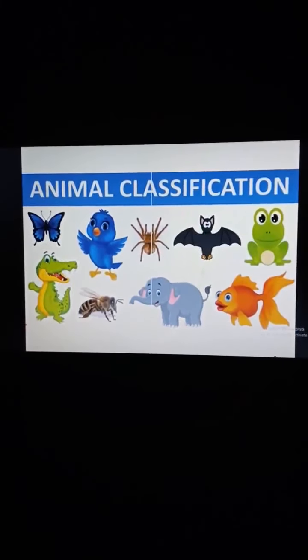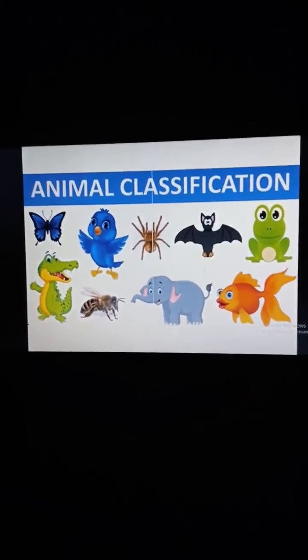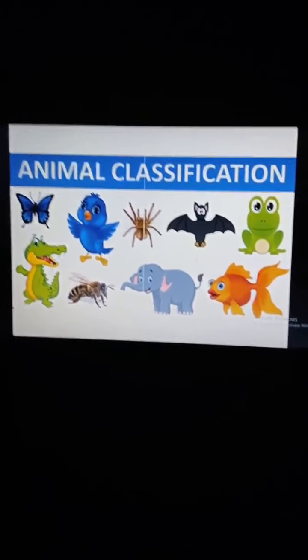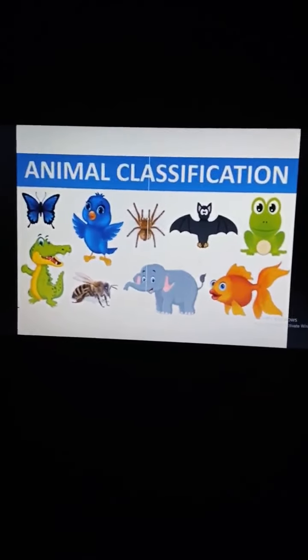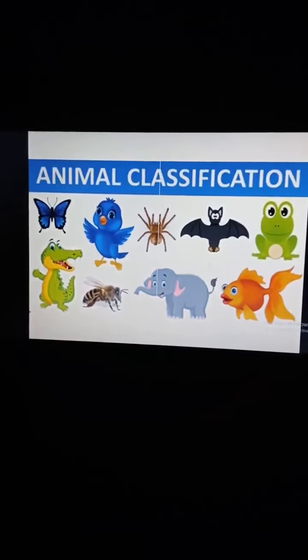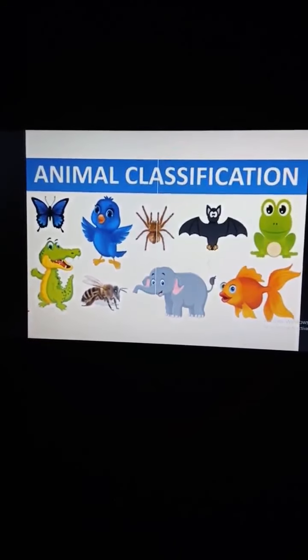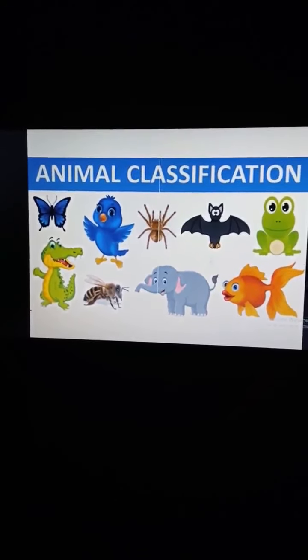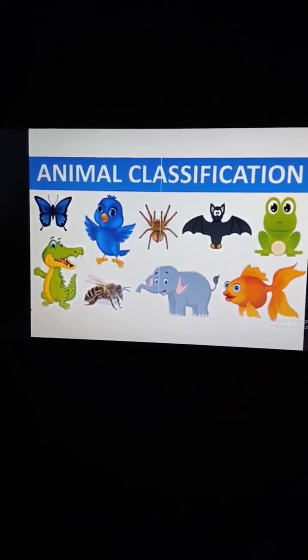So today we are going to start a new chapter, that is the world of animals. Animals are categorized on the basis of special structure. So what is that structure? Let's see. Try to observe this picture carefully, children. Isn't it scary? For you it's a bit, but it's not scary.